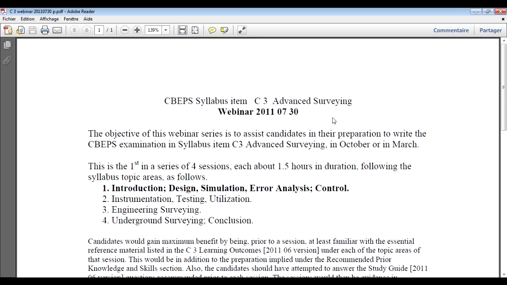Last week, we did post new learning outcomes and study guide for this subject, C3. So we encourage you to visit that as soon as you can.